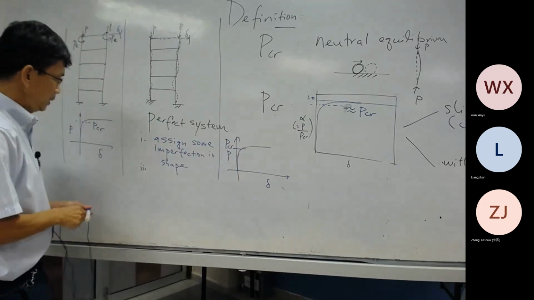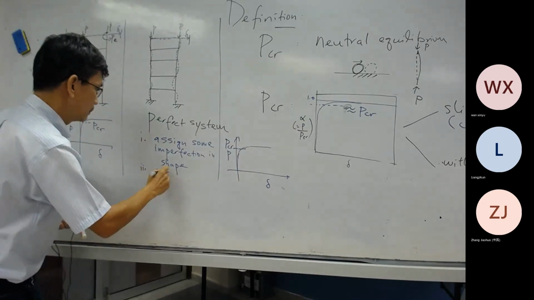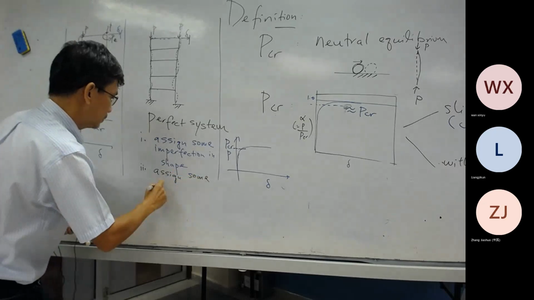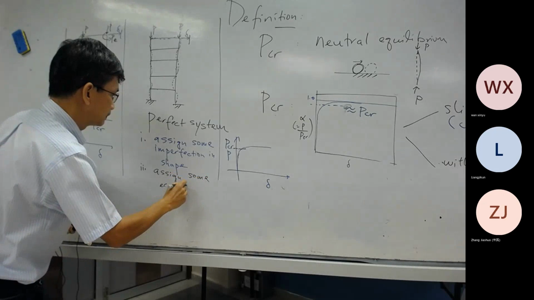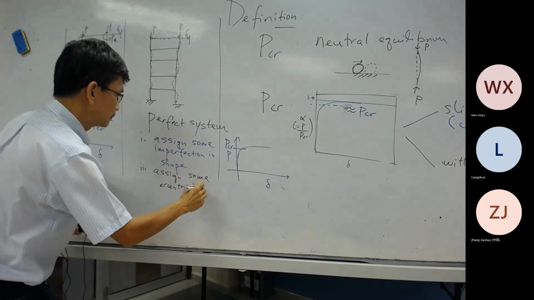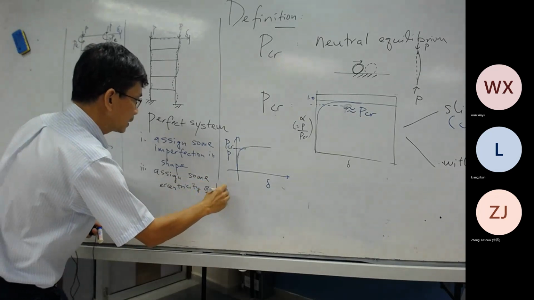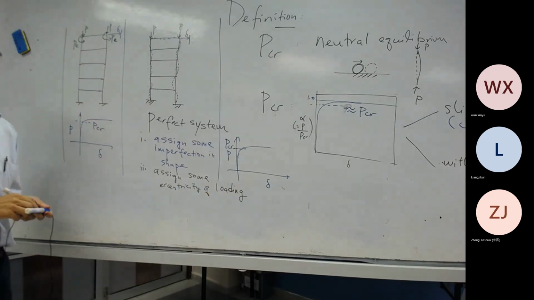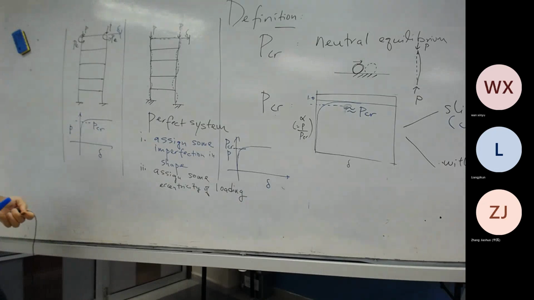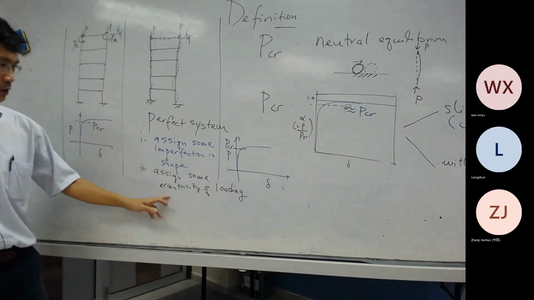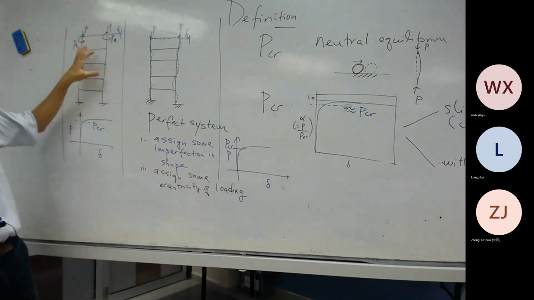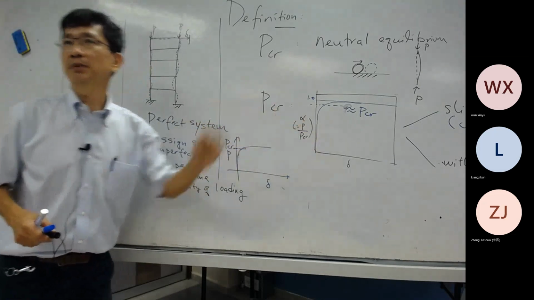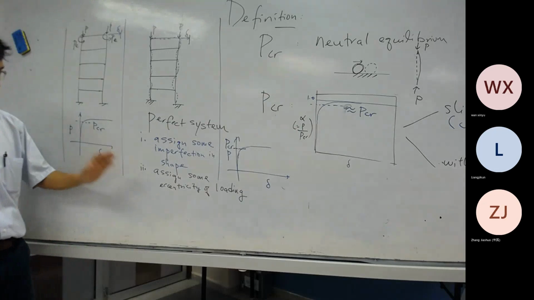Okay. So here is assign some eccentricity. Okay. Apply some eccentricity of loading to this example to simulate behavior of imperfect systems. So that is one way.